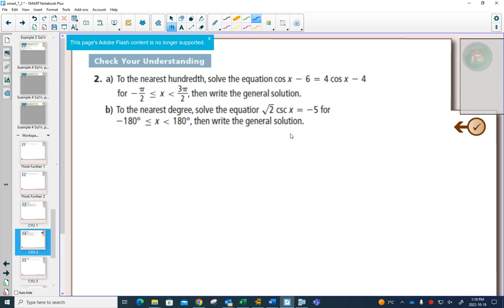So we're solving this question. This is example 2 on page 588. Is that correct, where we are at? Yes? Good.